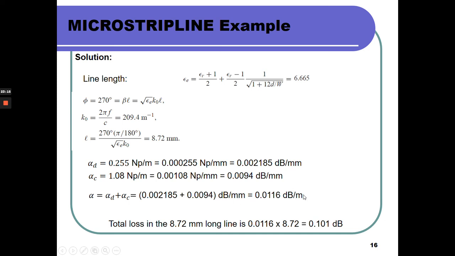This is a mistake I have made. I think this is supposed to be millimeter. So total loss per millimeter, remember this one. This is a mistake from my side. Then, since we now know the total loss per millimeter in dB, we just need to multiply it by the total length of the line to get the total loss in the line. So the total loss in an 8.75 millimeter long line is this multiplied by this, which is equal to 0.101 dB. So this is the answer and the finalization of the 3 different examples that we have done.